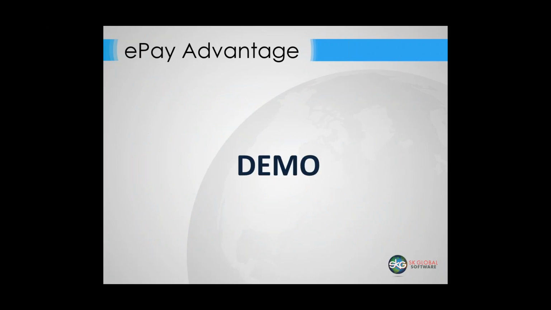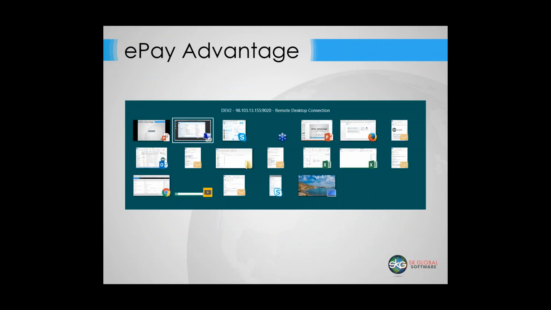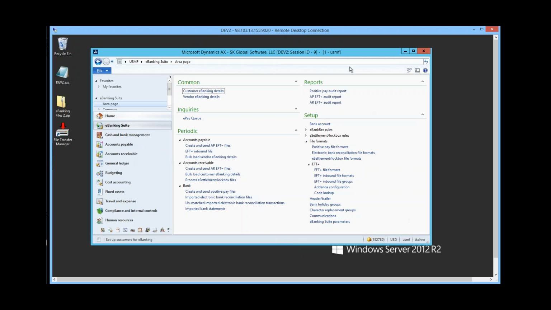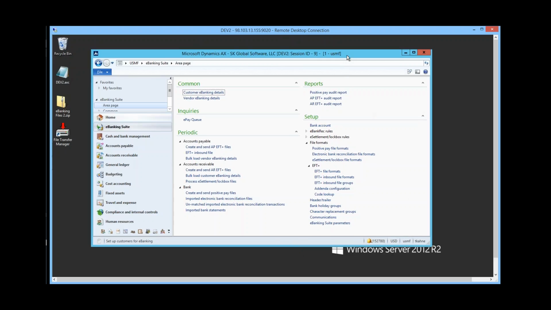So with that, let me jump over to AX, and we're going to take a look at how this works in a real environment. So what you're seeing here is AX 2012, R3 CU9. And as you can see, there's an ePay item in here. So when you get our current release of our software, that would be available.